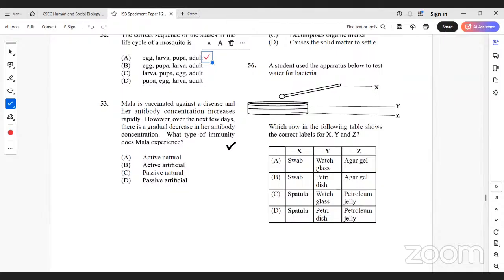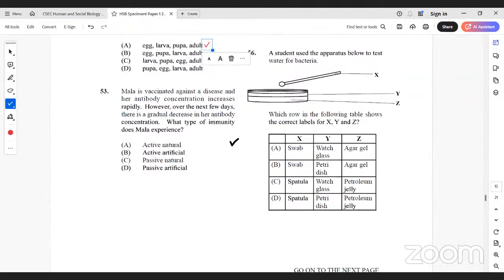So 53. Mala is vaccinated against a disease and her antibody concentration increases rapidly. However, over the next few days, there is a gradual decrease in her antibody concentration. What type of immunity does Mala experience? She was vaccinated. Vaccination is man-made, which means artificial. So straight away, that rules out A and C. So we have between B and D.